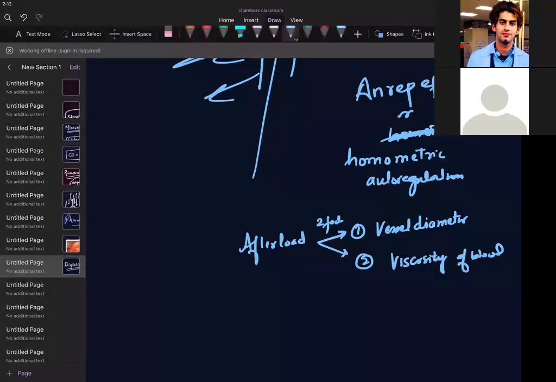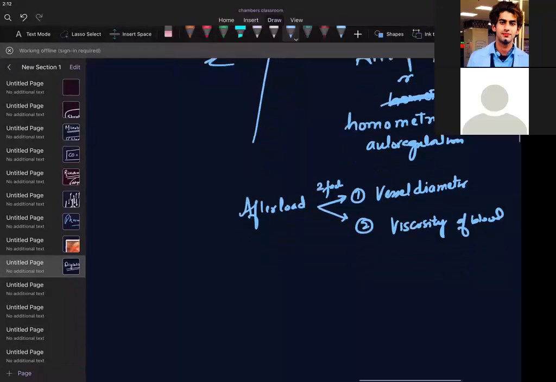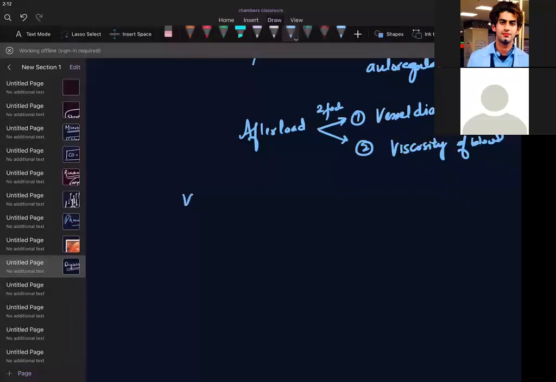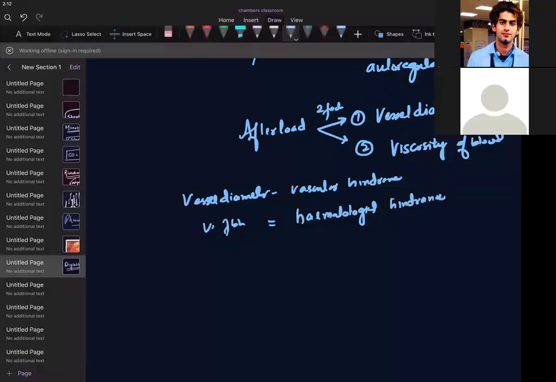In case of afterload, we used to speak like this: vessel diameter is a vascular hindrance, not resistance, vascular hindrance to afterload. And viscosity of blood is hematological hindrance. Can we understand this? So it is dependent on two factors, vessel diameter and viscosity.